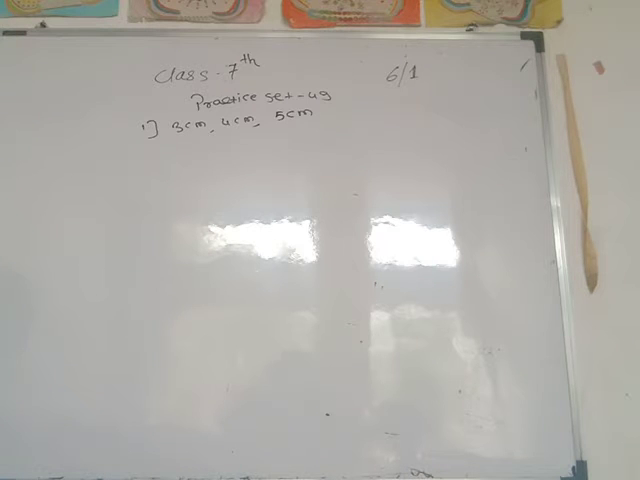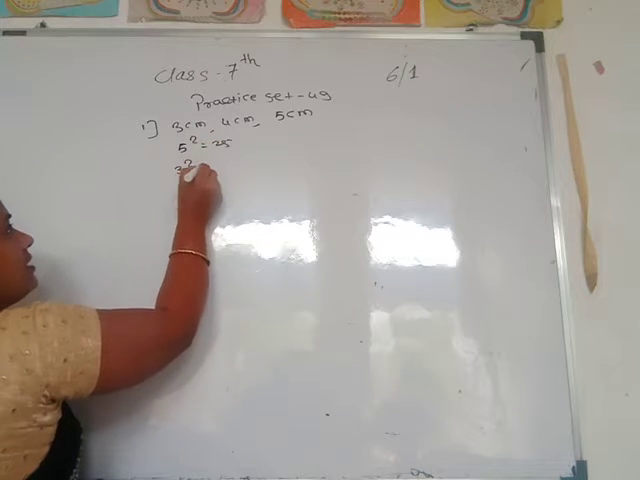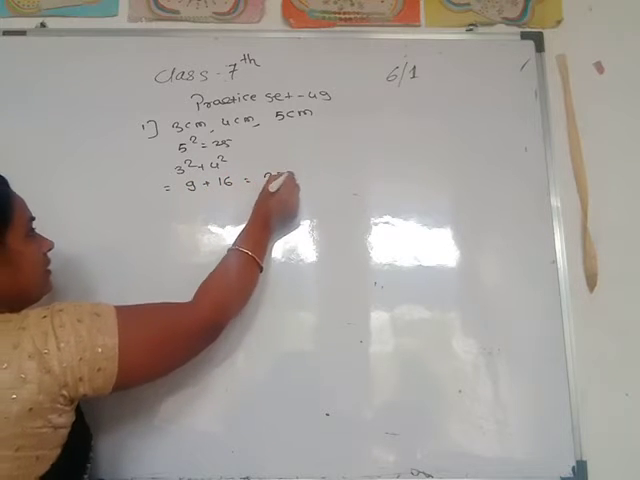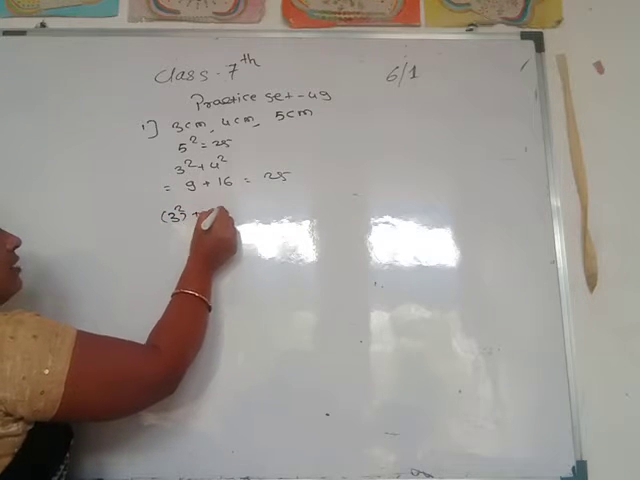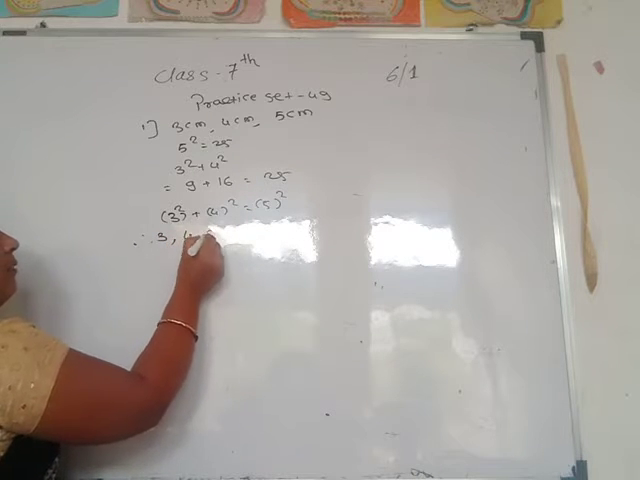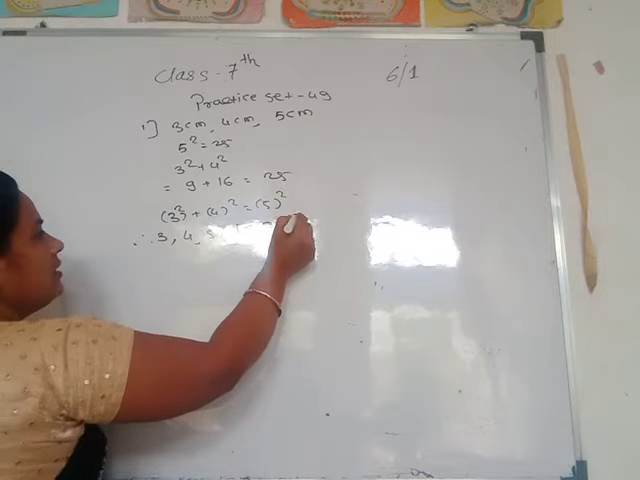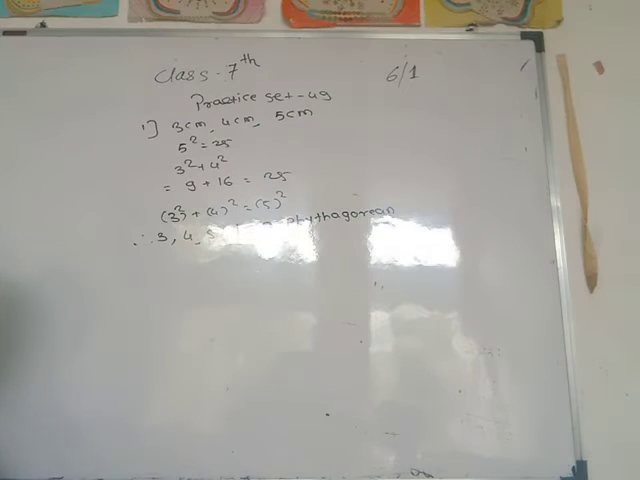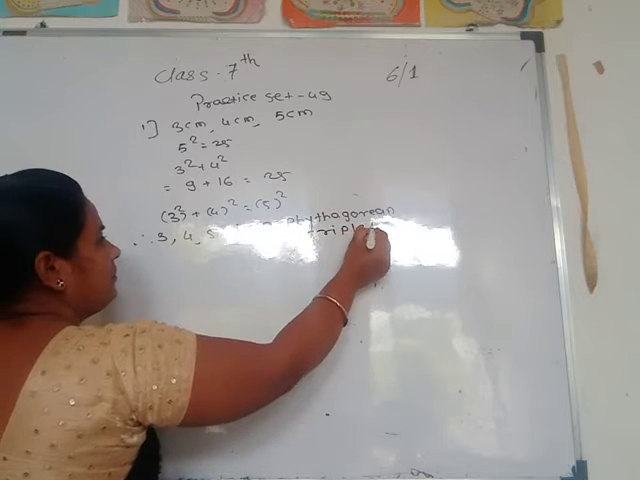The biggest number is 5. 5 squared is equal to 25. Then 3 squared plus 4 squared: 9 plus 16 is equal to 25. This means 3 squared plus 4 squared is equal to 5 squared. Therefore 3, 4, 5 is a Pythagorean triplet.